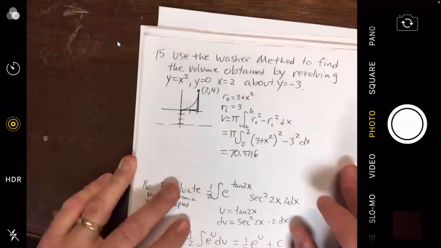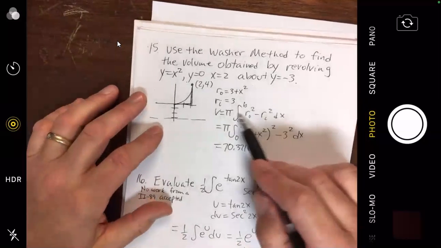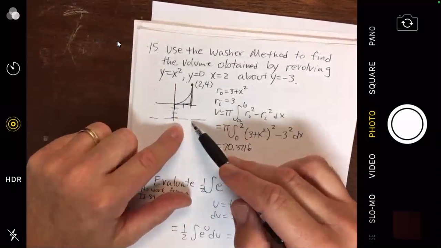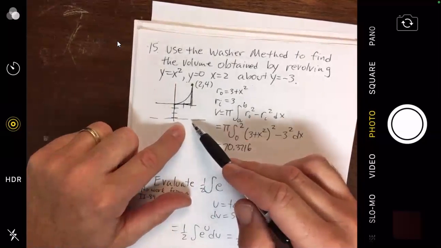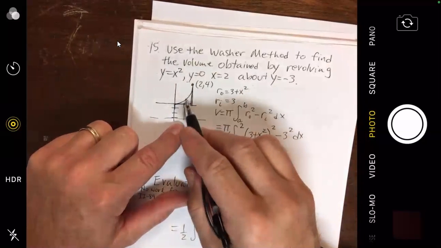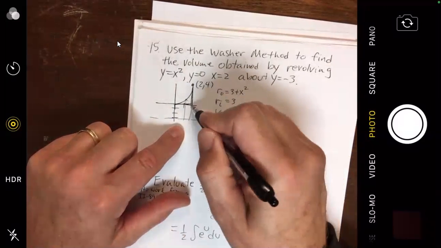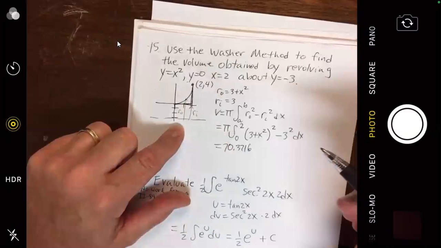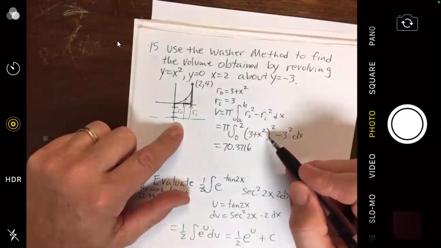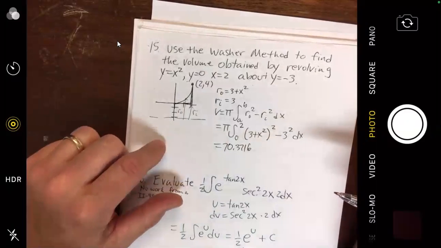All right, 15, washer method. And I have the formula here. y is x squared around y equals -3, a horizontal line below. And your outer radius, you draw them out, but it would be 3 plus y, and 3 plus y is 3 plus x squared, and your inner radius is just 3. And so plug and chug: 3 plus x squared, then square, minus 3 squared, and hopefully you get to punch out to that.